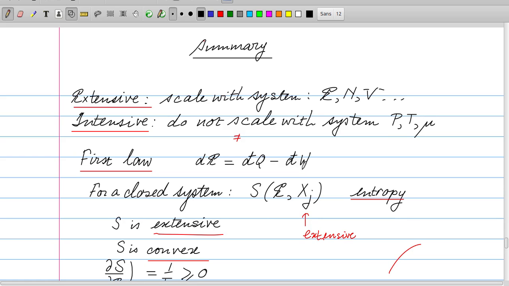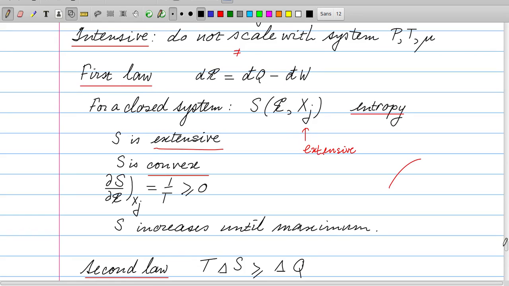For a closed system, we can define a quantity S, which is the entropy, and it depends on the extensive variables which characterize the system. And among those variables, there must be the energy, and then there may be additional variables. We call them here x_j, but for a system like a gas or a liquid, you could think of the particle numbers of the different species of particles and the volume of the system. Now this S has certain properties. It should be extensive, so it should scale with the system size. It is convex, which means that it has this shape.